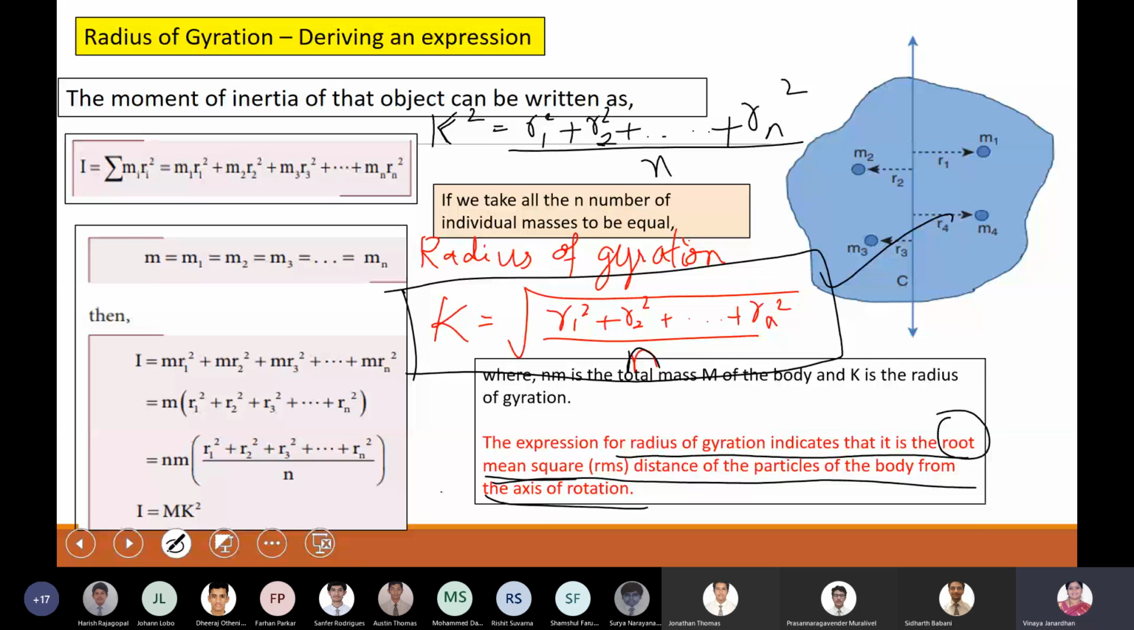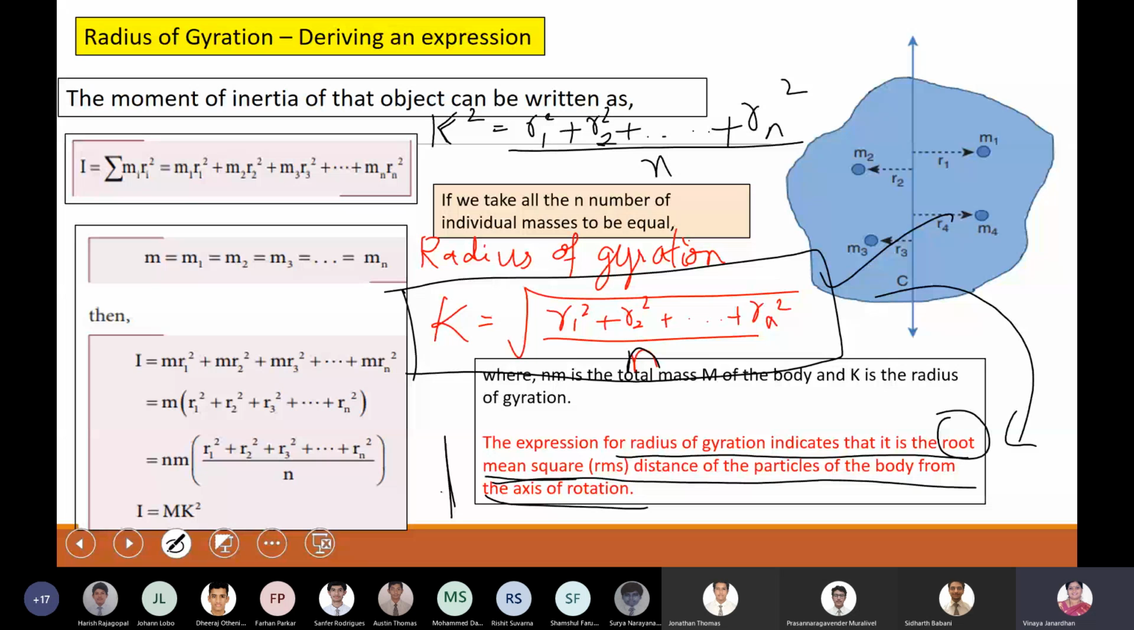What is R1? Distance of particle M1 from the axis of rotation. What is R2? Distance of particle M2 from the axis of rotation. Boys, can you identify both the statement and the expression? Can you correlate the statement and the expression? Look at the expression. It is the root mean square distance. Why square distance? R1 squared, R2 squared. So this is the definition for your radius of gyration.